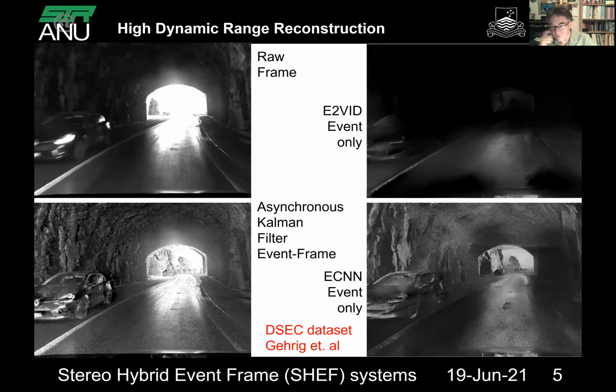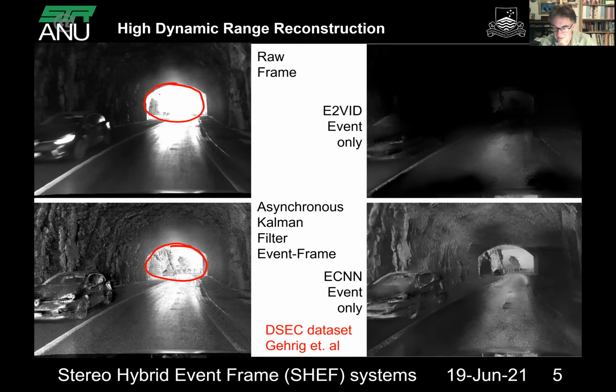Here's another scene taken from the DSEC going through a tunnel. Here you can see with the Kalman filter, the asynchronous Kalman filter that I'm going to talk about today, it's able to resolve information here where the camera is completely washed out. So that's purely working on events pretty much.